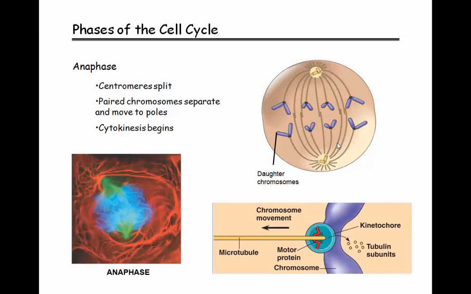If you're looking at a cell that is in anaphase, we should see two distinct groups of chromosomes, and we should see a lot of the arms of the chromosomes hanging back towards the center of the cell. This is going to indicate that those chromosomes are still being pulled and they're still separating from each other.